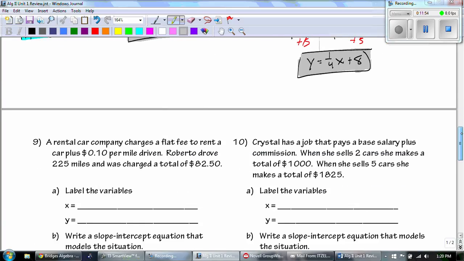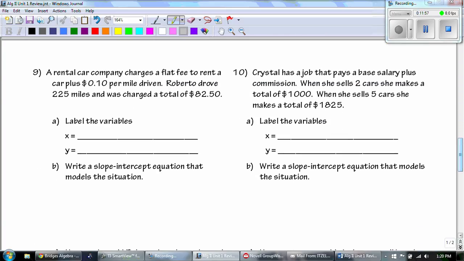All right, go ahead and flip it over. Okay, so a rental car company charges a flat fee to rent a car plus 10 cents per mile driven. Roberto drove 225 miles and was charged a total of $82.50. So as we're looking at this, we need to know that x, the thing that changes, is our miles, and our y is going to be the cost. It's going to be how much money it is.